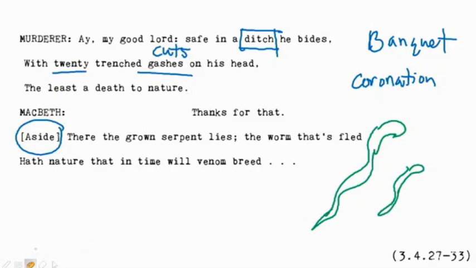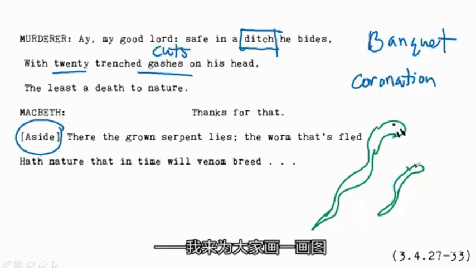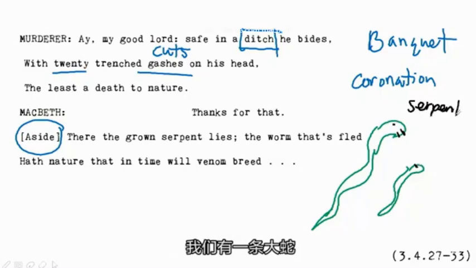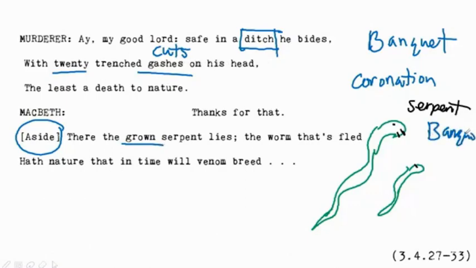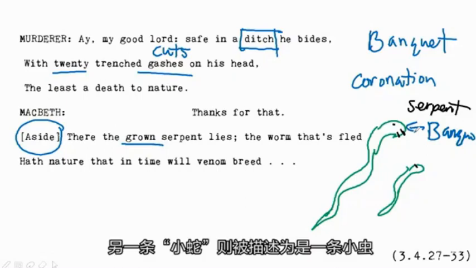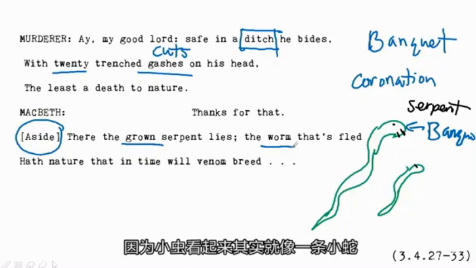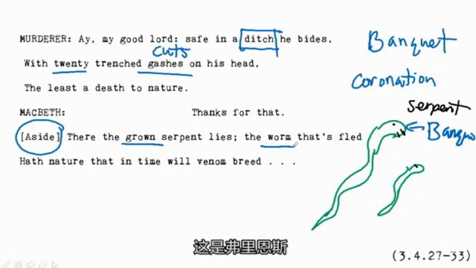You know, I'll draw a picture here. So we have one serpent that is described as grown, right? This is Banquo. The other serpent is described as a worm, right? Because a worm kind of looks like a small snake. So this is Fleance.